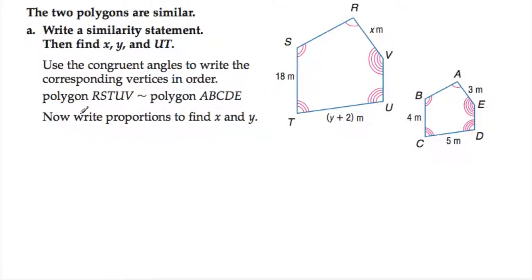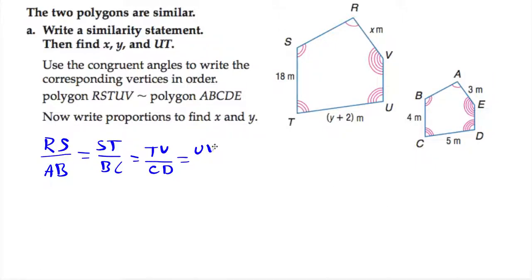Well, if we know that RSTUV is similar to ABCDE, we know that RS to AB is equal to ST to BC, which is equal to TU to CD, which is equal to UV to DE, which is equal to VR to EA. And not all these sides are listed. However, we know that they are similar.